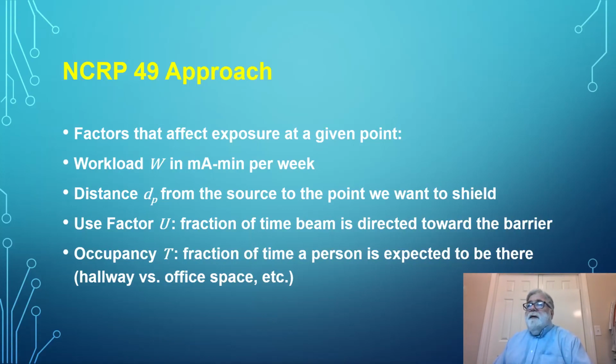You have the workload W, and you have the use factor. Sometimes we point the X-ray beam to the north, sometimes to the south, sometimes down toward the earth. It can be pointed toward different barriers. So we take the total workload that we have for the room and multiply it by the fraction of time it's pointed toward the barrier we're now calculating.